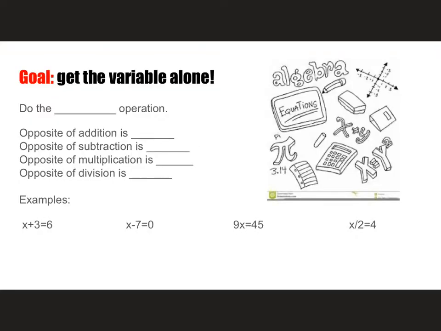When we solve equations, we have one goal, and that is to get the variable alone. And remember, the variable is the symbol that stands for something, a number or numbers, we don't know. So the variable is usually a letter, oftentimes x. The goal is to get that alone. In order to do that, we are going to do the opposite operation, and that is how we are going to get the variable alone.